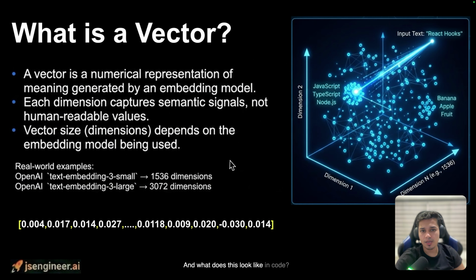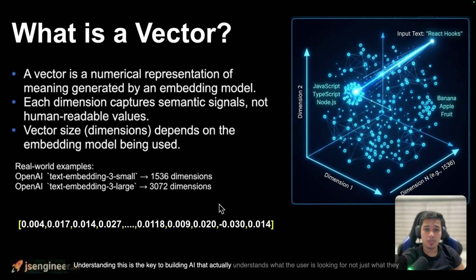And what does this look like in code? It looks like this: an array of floating point numbers. Depending on the model, like OpenAI's text-embedding-3-small, we will have vectors of 1536 dimensions. Understanding this is the key to building AI that actually understands what the user is looking for, not just what they type.